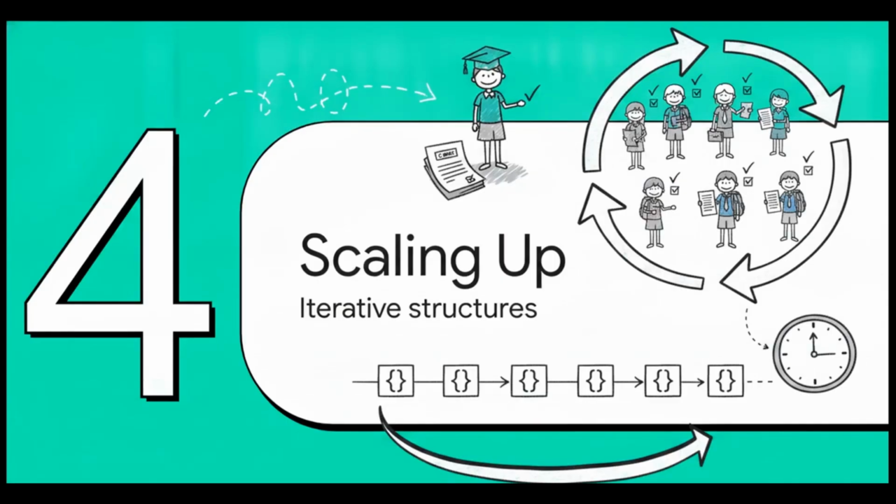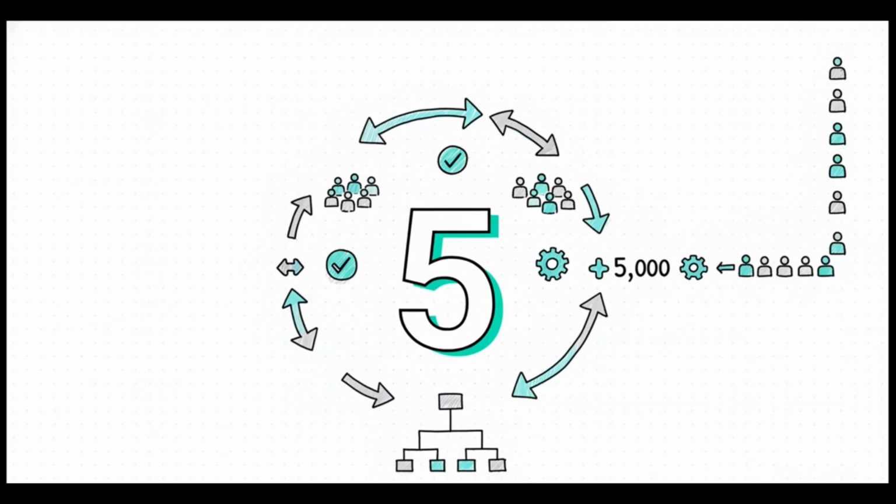All right, Section 4, scaling up with loops. Because writing code to run just once for one exam is totally fine, but running it manually over and over for a whole classroom, that is a nightmare. Our goal for Task 5 in the curriculum is to generate and print the results of 5 different students. Now, sure, 5 is a small number, but it introduces the absolute necessity of iterative structures.